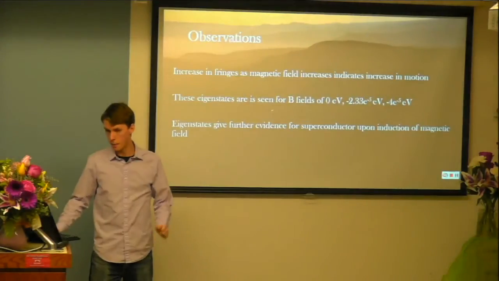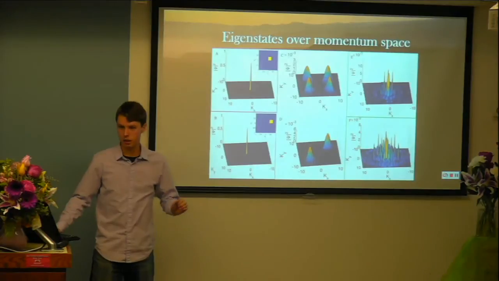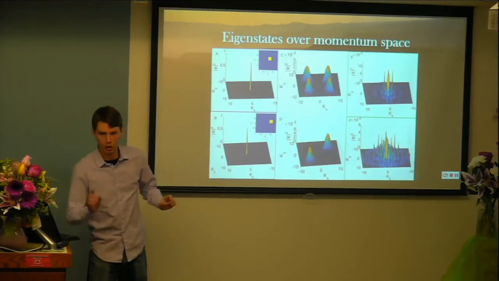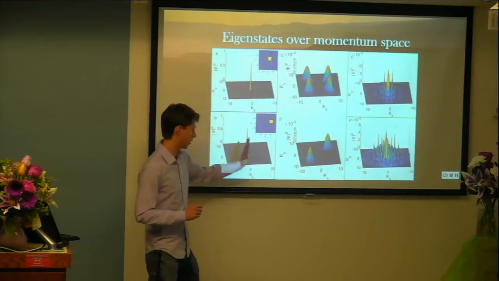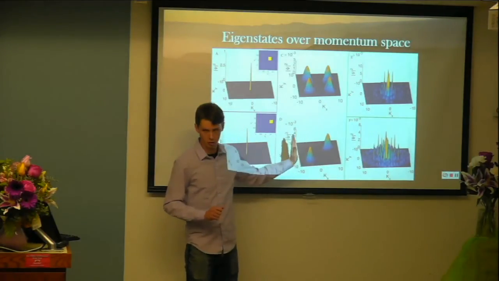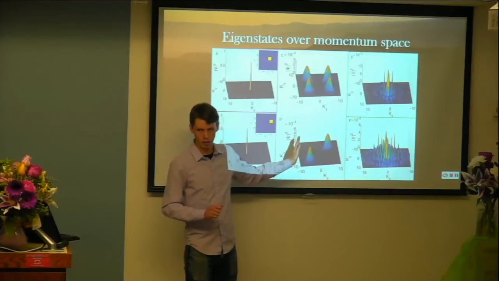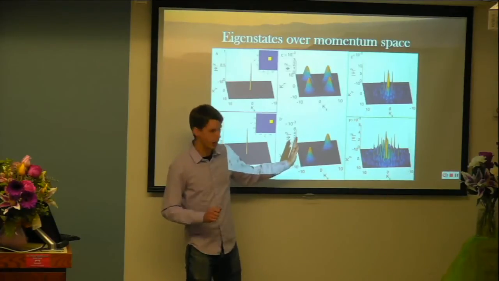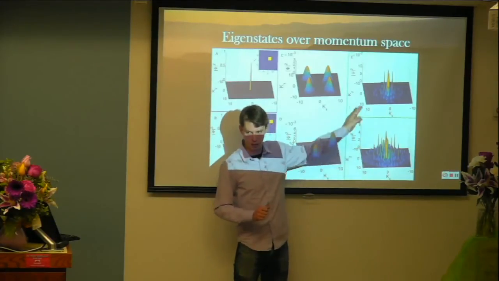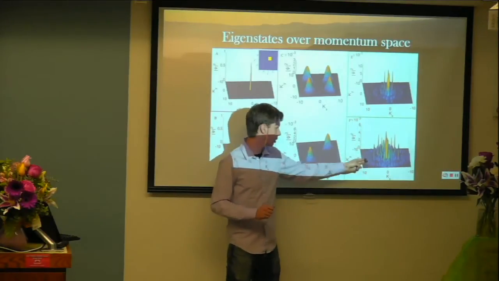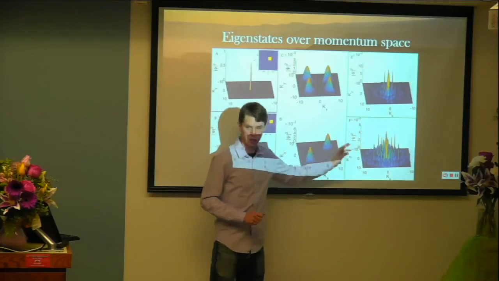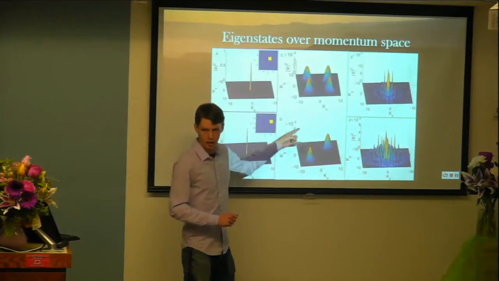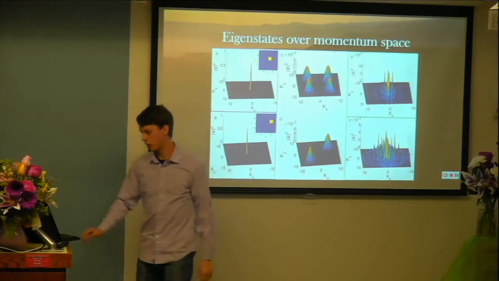This is just different eigenstates at the same magnetic field, or are you changing the field strength? This is magnetic field is 0. This is increased to 2.33 times 10 to the negative 5, which is kind of optimal, where you really see the formation of it, and then the largest peak was seen at this one. This is at a higher energy, as the magnetic field is increased. This is just a couple of the eigenstates taken out of that.